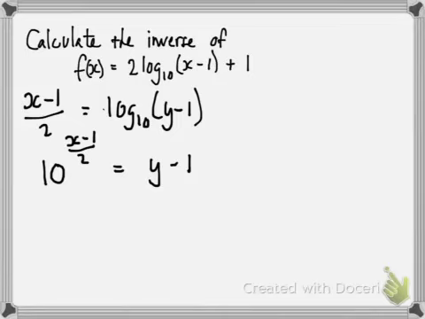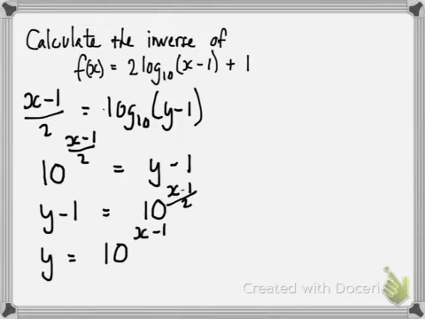So now, to get y by itself, what I might do first is just put the y part of the expression on the left, like so. And simply the last step is to add 1 to the right hand side. So y equals 10 to the power of x minus 1 over 2 plus 1. Now when I say last step, it's really the second last step, because you'll notice up here that the original expression is in the form of f of x.